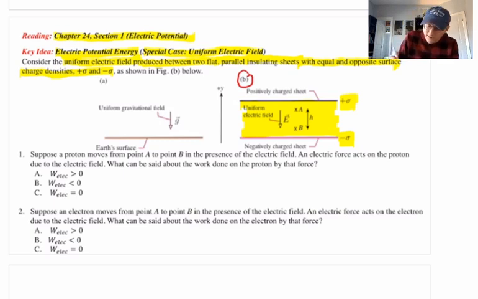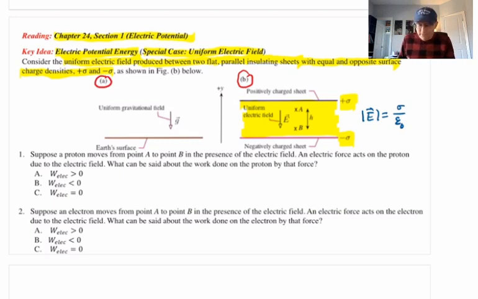Now the formula for that field, E magnitude, is sigma over epsilon 0. You use Gauss's law to show that. Chapter 23, section 5. Okay? But I'm just now going to take that as given that I have a uniform electric field between those sheets pointing downward, negative y.